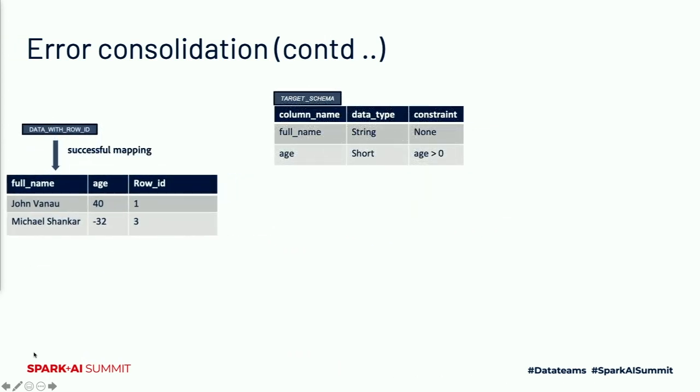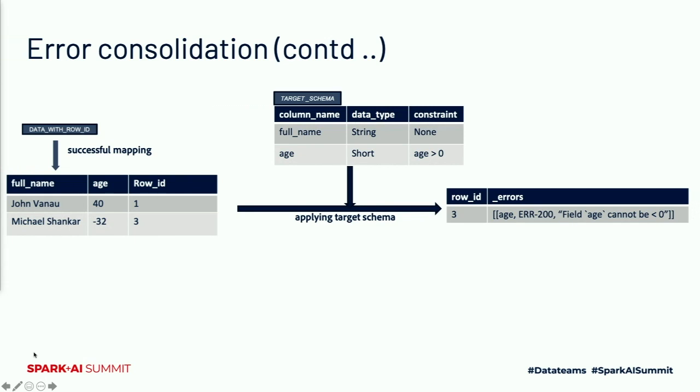So now we take the output of the converter, the good rows, and we apply a target schema on top of it. In the target schema, we have defined a constraint which says that the age has to be positive. So when we apply this target schema on this data, we see that we have an error data frame, and the record with row ID 3 is rejected because age cannot be negative. Now at this point, we have both the conversion and validation errors.